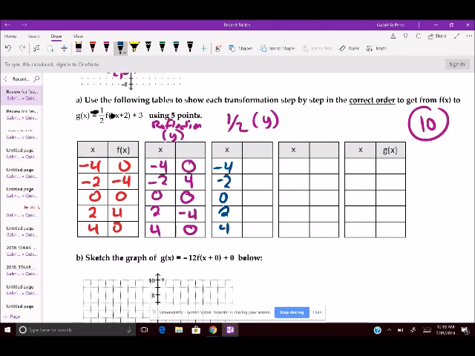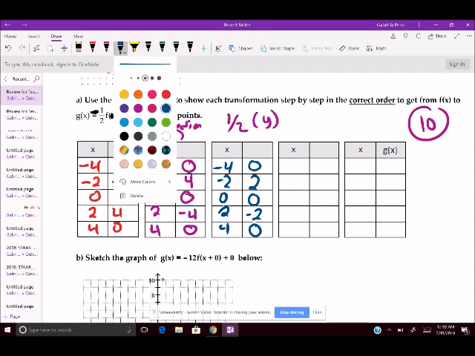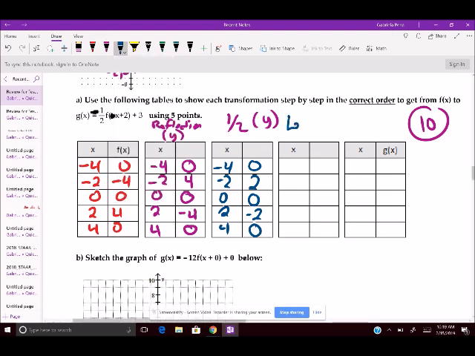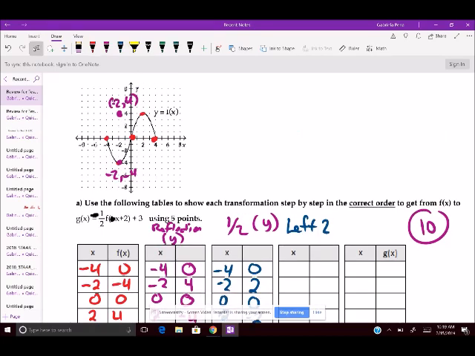So what is 0 times 1/2? What is 1/2 of 4? What is 1/2 of 0? 1/2 of -4 and 1/2 of 0. Okay, good. So we got 6 points so far. The next thing we did was what part? Left 2, right? Left 2. When we move left, so let's say I take this point and I move left, who's changing, the X or the Y? The X.